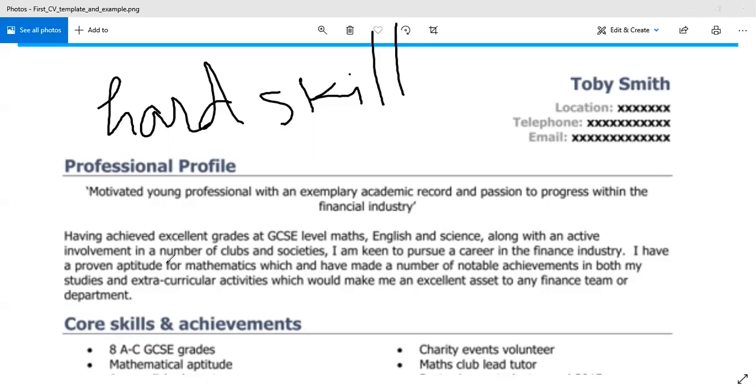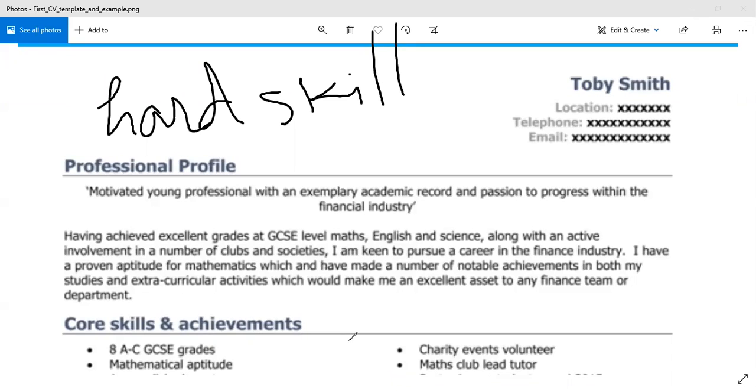See, another one, having achieved excellent grades at GCSE. This is matric exams level maths. He's very good at maths, English, and science, along with an active involvement in a number of clubs and societies. He has also extracurricular activities, like he worked in different kinds of societies. In your college there are so many societies, so if you take part in those societies, you can later on mention it in your CV. If you have ever worked in any society in your school, you can mention it.